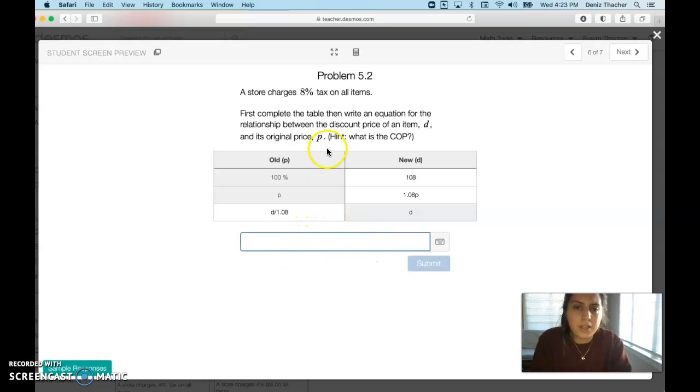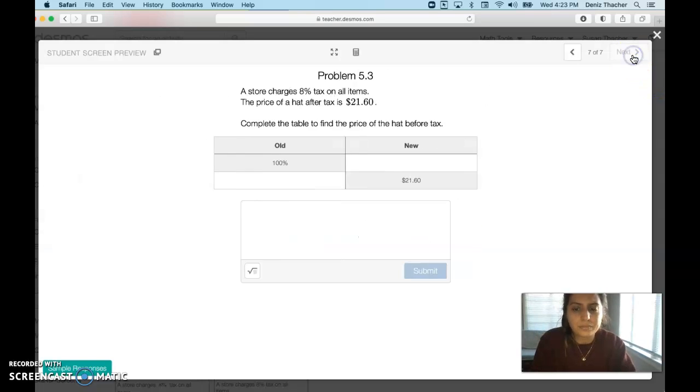Now, in this box down here, I need to write an equation. I can either write an equation that is d equals something p, or I can write something that is p equals d divided by something. I'm going to go ahead and stick to d equals, which means I'm going to be looking at this side of the table, which has the variable d, and I'm going to find the variable that is connected to a value, and I'm going to copy that down. So d equals 1.08p, and I could submit that.